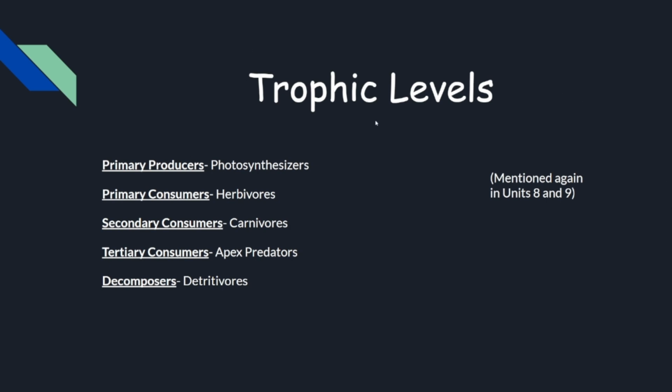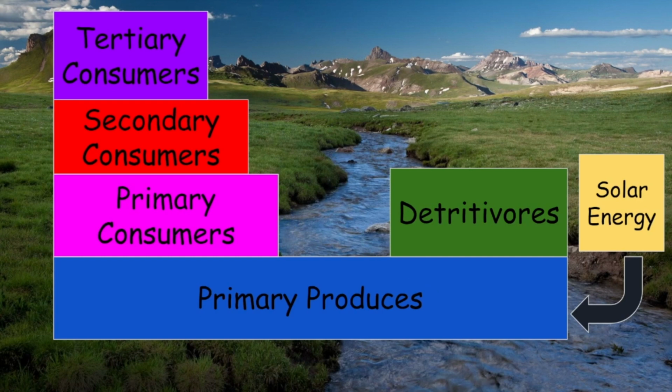So the trophic levels. We got the primary producers, which are photosynthesizers, primary consumers, which are herbivores, secondary consumers, which are carnivores, tertiary consumers, which are apex predators, and decomposers, which are detritivores. And these will be mentioned again in units 8 and 9. So this is your trophic level pyramid.